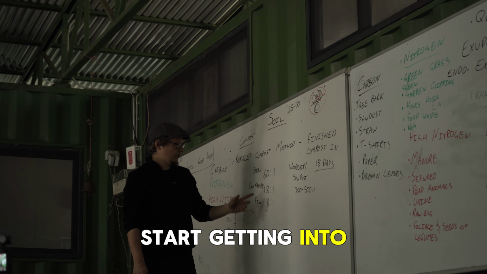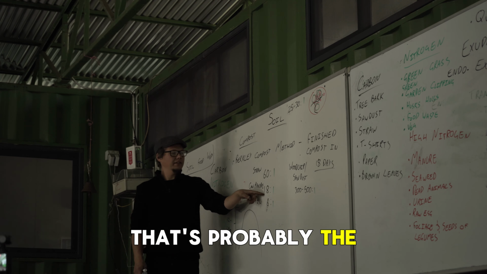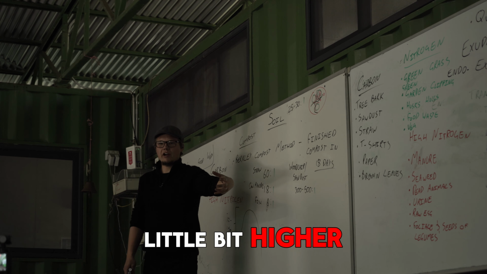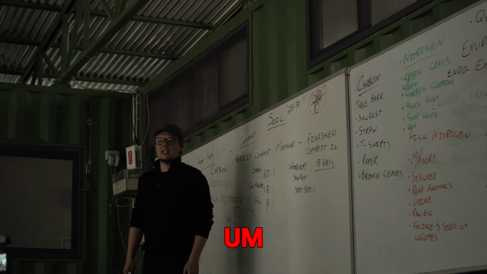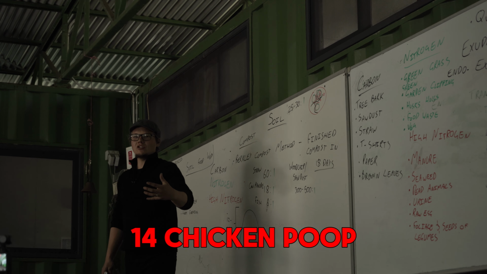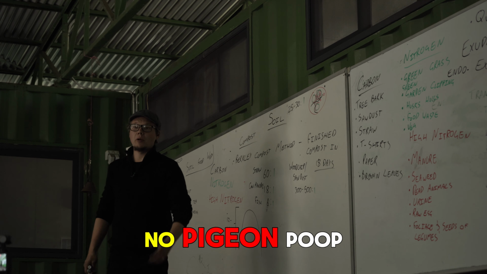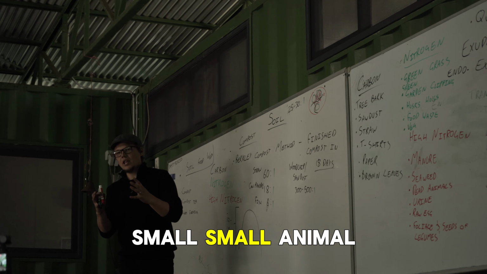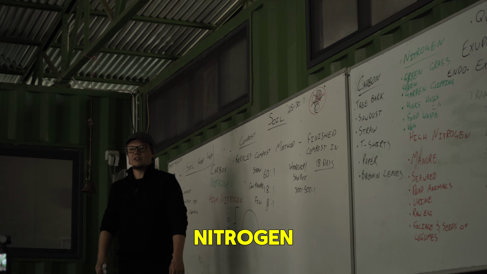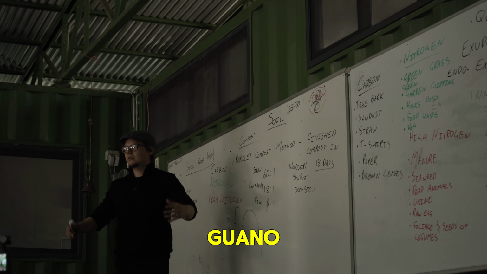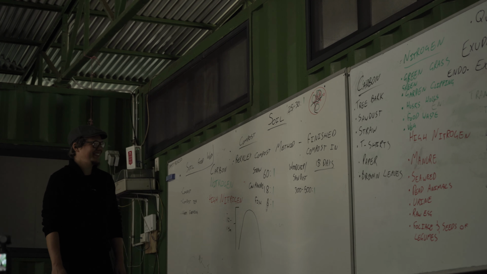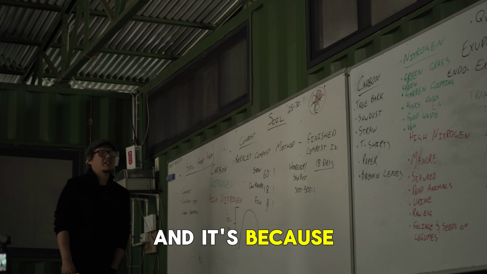And then you start getting into the poop realm. That's probably the least nitrogenous poop. Horse poop's a little bit higher in nitrogen, I think 16. Goat poop, I think 14. Pigeon poop is 8, and I think chicken poop's like 12. Small animal poop, like bird poop, is really high in nitrogen. That's why the guano, the bat poop, was a big deal. It's because of the nitrogen ratio.